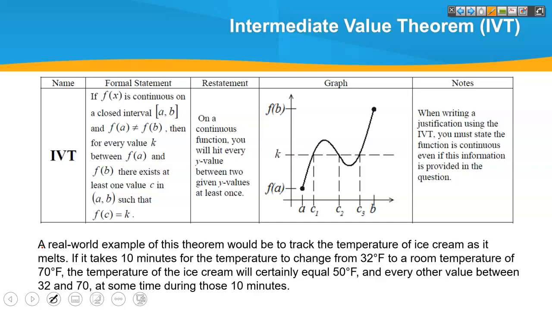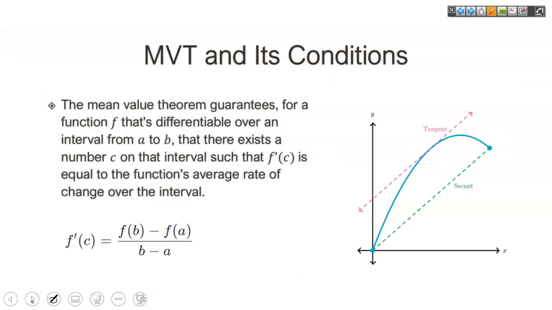So it says a real-world example of this theorem would be to track the temperature of ice cream as it melts. If it takes 10 minutes for the temperature to change from 32 to 70, the temperature of the ice cream must hit every temperature in between. IVT.